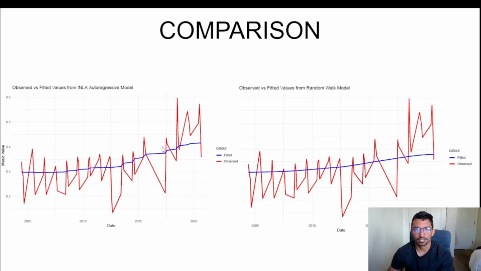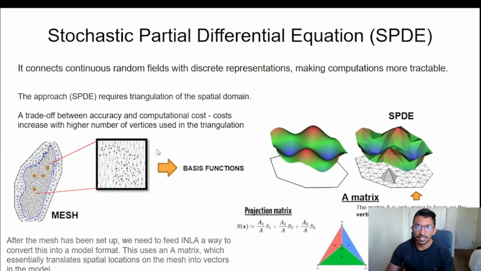It's a good discussion. So okay, at the moment I have been talking about temporal autocorrelation, but what happens with spatial autocorrelation? How can I explain this variation? In that case, we are going to use SPDE, stochastic partial differential equation. I don't want to talk about the mathematical background behind that, I'm just going to provide the key aspects of SPDE.